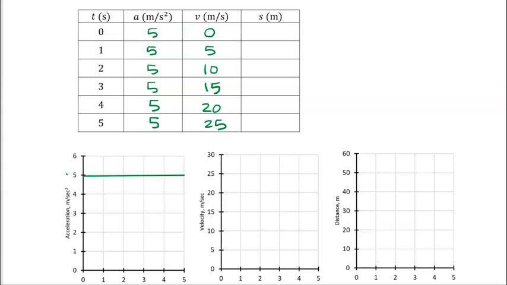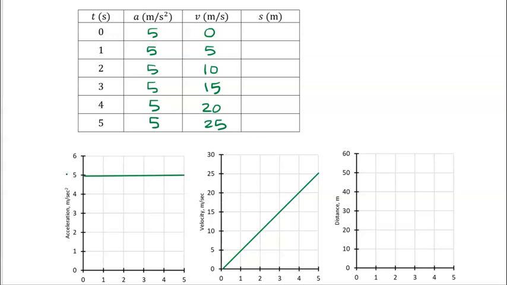Kind of boring. Now, the velocity is just increasing by 5 meters per second every second. So I'm just going to get a straight line, something like that. That's a graph of the velocity versus time. Constant slope because it's constant acceleration. Now, what about the distance? What's happening with the distance here? This is the interesting part.